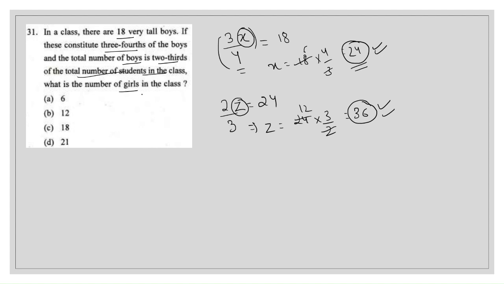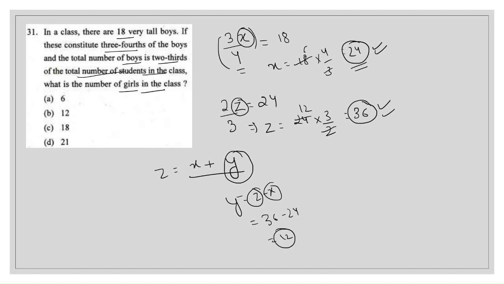Now they ask what is the number of girls in the class. So if we assume that the girls are y and the boys are x, then obviously z will be equal to x plus y. And now in this case we need to find out y, which is the number of girls. So y will be equal to z minus x, that is, the total number of students minus the number of boys. So it will be equal to 36 minus 24, which will be equal to 12. So 12 will be the answer for this question. There will be 12 girls in that particular class.